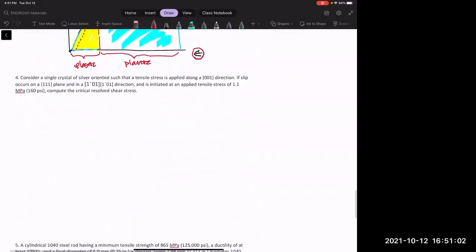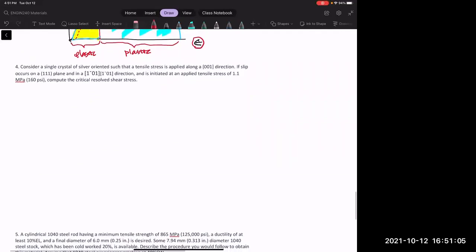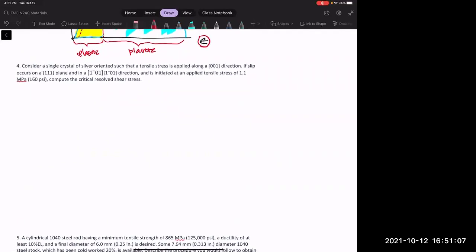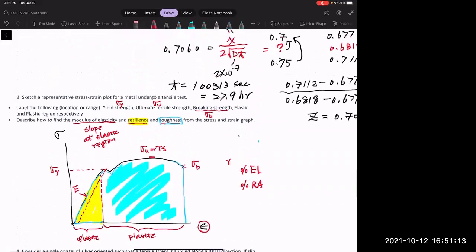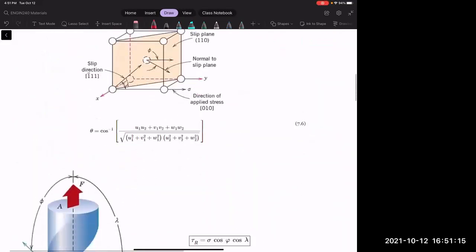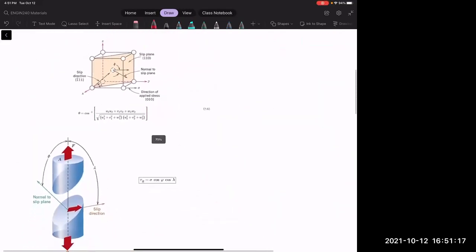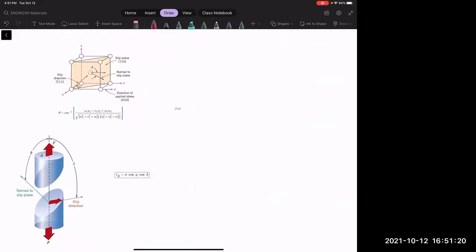Okay, the last one I want to show you is about the resolved shear stress. The equation of that is right here. These are the two things you need to use in order to solve that problem. This is the picture of the tau, the resolved shear stress. The equation is this one here.